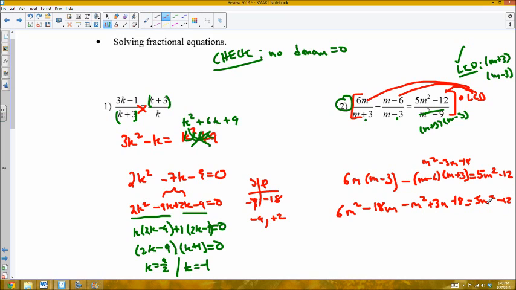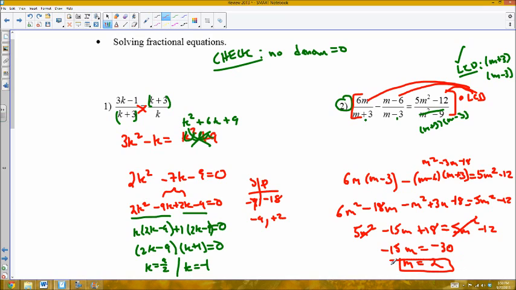So let's combine all my like terms and get everything into standard form. Well, what's very convenient here is I get 5m squared minus 15m plus 18 on the left-hand side and 5m squared minus 12 on the right-hand side. So notice my 5m squareds will cancel out from both sides. And when I bring my 18 over, I end up with negative 15m equals negative 30. And when I divide both sides by negative 15, I get m equals 2.